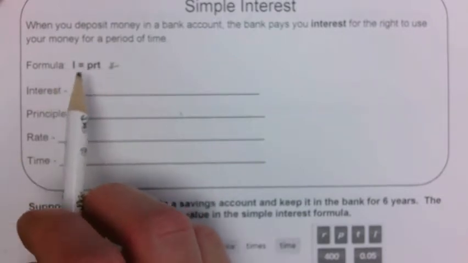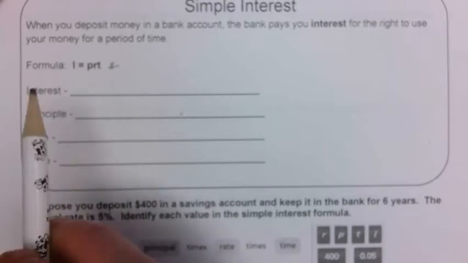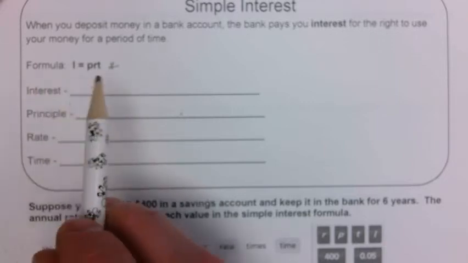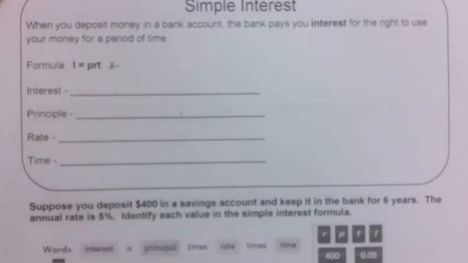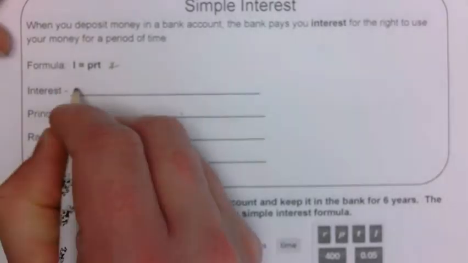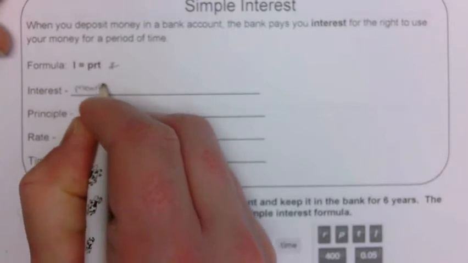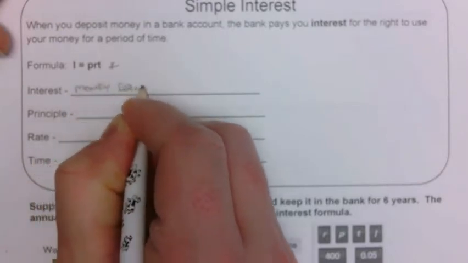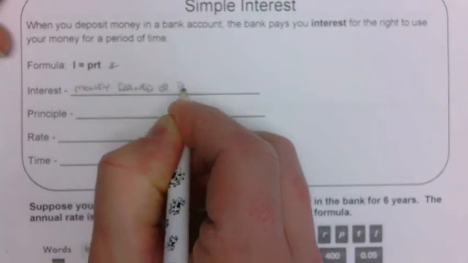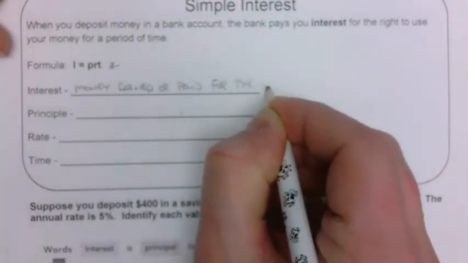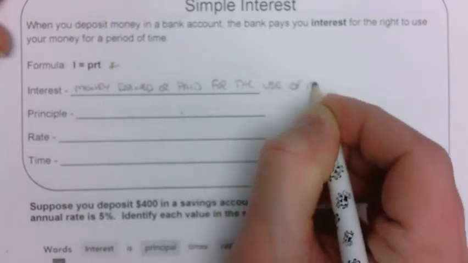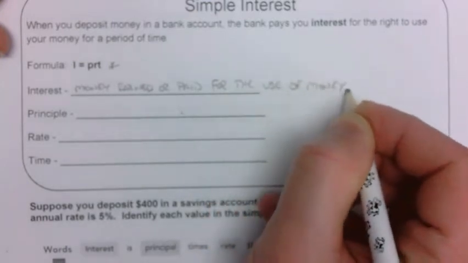Four different parts to this. Okay, we're going to outline what each of those are down here. But this is the formula that we'll always use for simple interest. I equals PRT. Interest. Interest is money earned or paid for the use of money. Money earned or paid for the use of money.